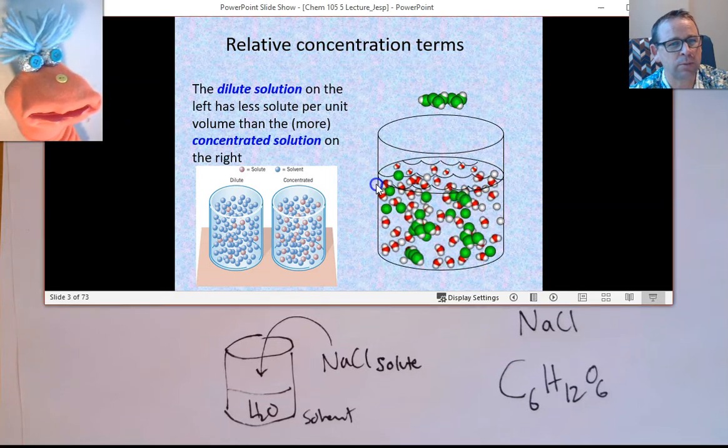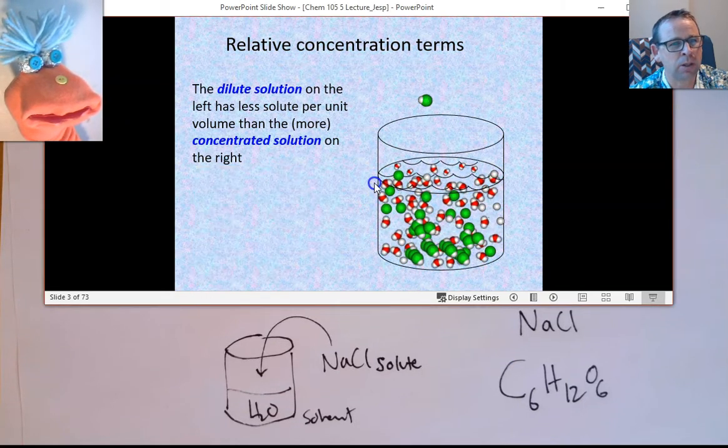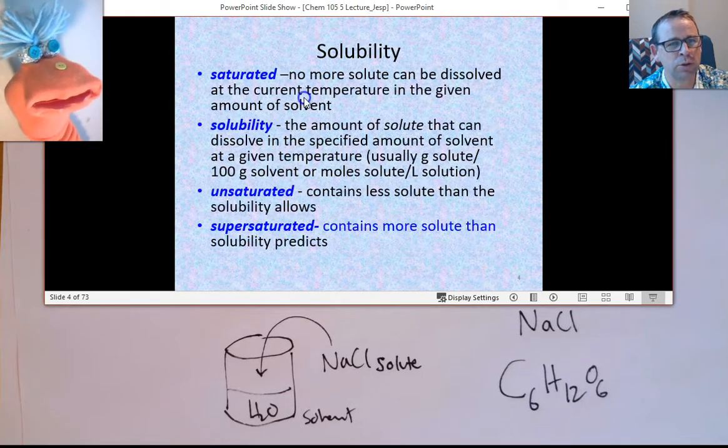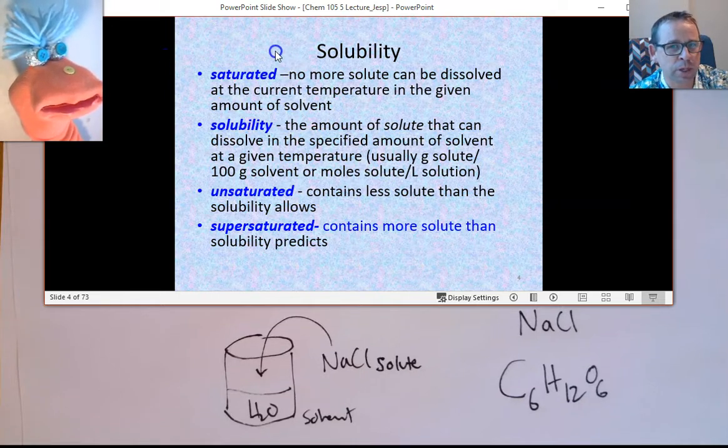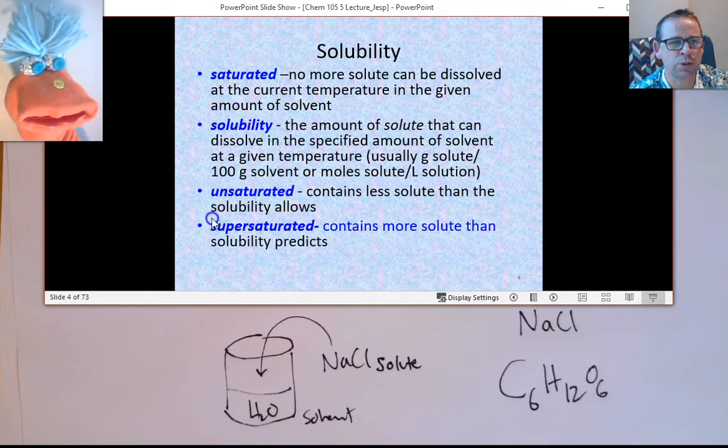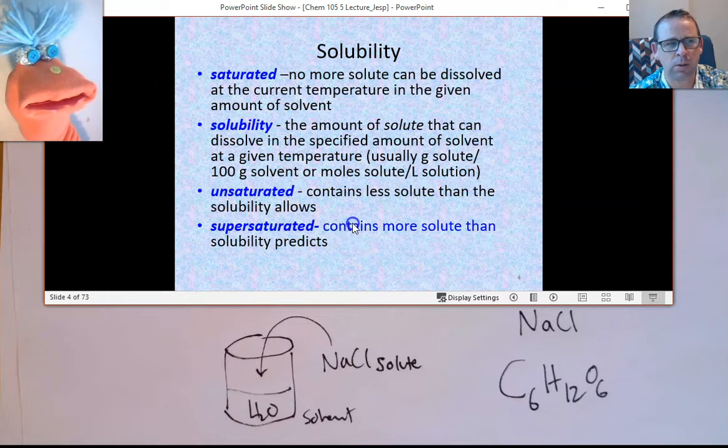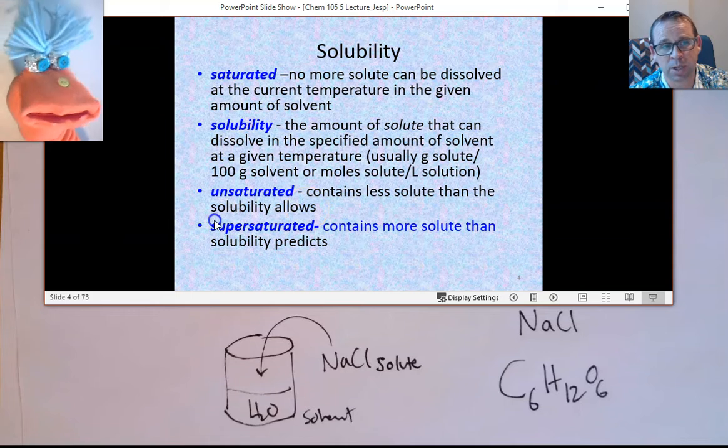Okay, so let's move on here to some new terms. Saturated is another way of saying concentrated. If you're saturated, that means you can't dissolve anymore. And then we have this other term, supersaturated, means that you've dissolved more than you can. Well, I thought you said it stops dissolving. That's a good point. So how can it be supersaturated?